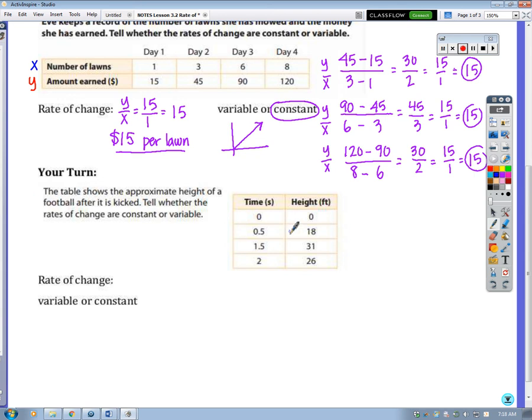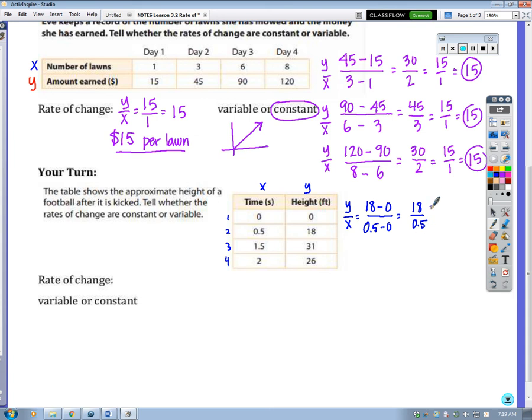So we're going to compare our values, and this is going to be our x variable. This is going to be our y variable, and we're going to compare our y values to our x values. So let's go ahead and give these numbers here: x1, x2, x3, x4, y1, y2, y3, y4. So I'm going to set this up so that I'm looking at my y2 value, which is 18 feet, minus my initial, which is 0. And then I'm going to set this up here with my x values on bottom, which is 0.5 seconds minus 0 seconds. So I've got 18 over 0.5.